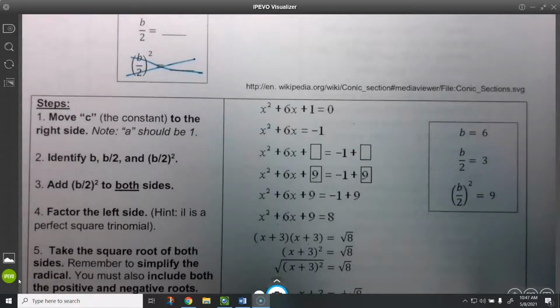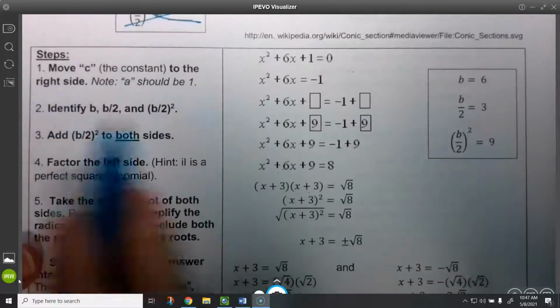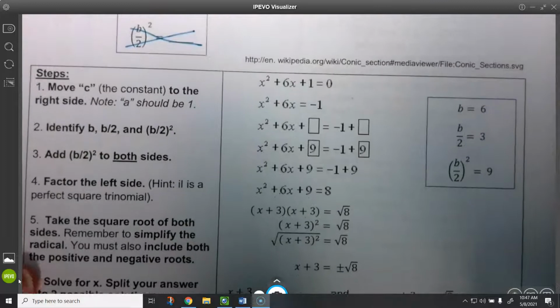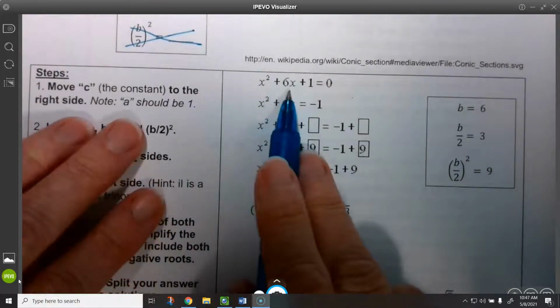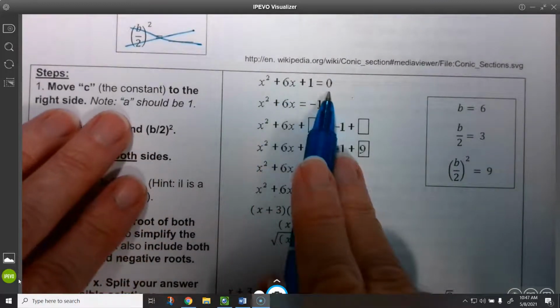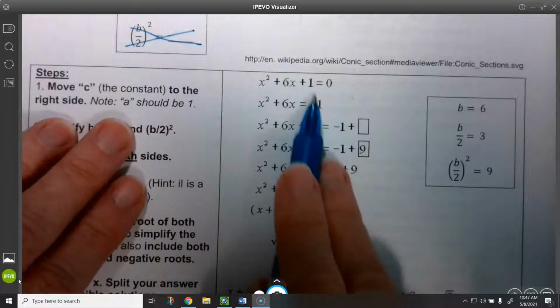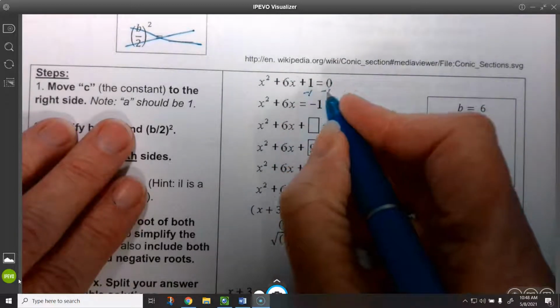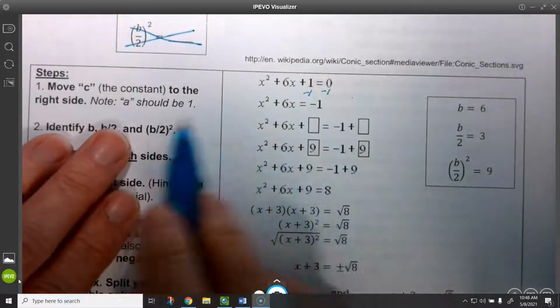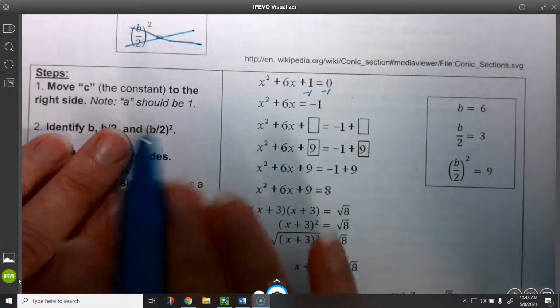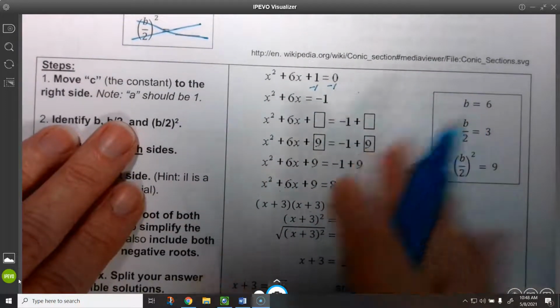Okay, so this goes through the steps right over here as to what you're supposed to do. So nothing hidden there. If I have x squared plus 6x plus 1 equals 0, we need to move the constant to the other side. So we subtract 1 from both sides. Okay? And note that a has to be 1. In everything we're going to do this year, a has to be 1.